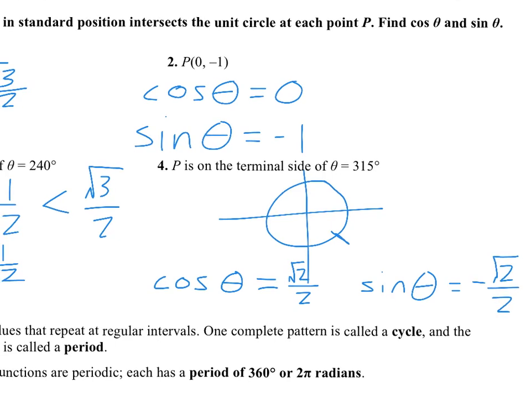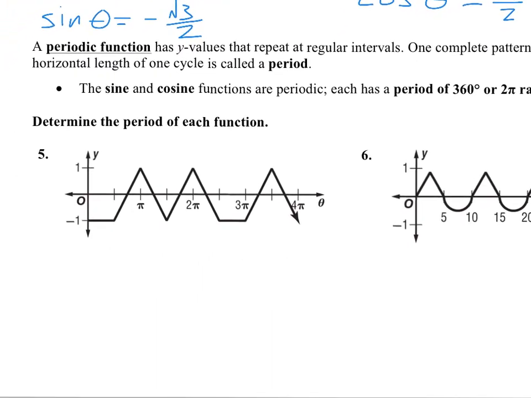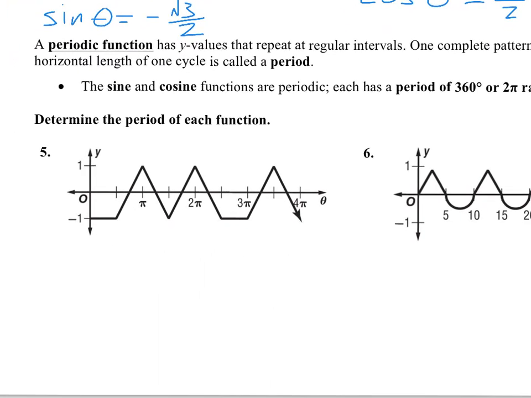Alright, next we're going to figure out the period of a function. The period is the horizontal length that it takes for the pattern to just start to repeat itself. So looking at number 5. The pattern looks like this. And then once you get here, it starts over again. So then it'll be another one of these. So that pattern just continues over and over.